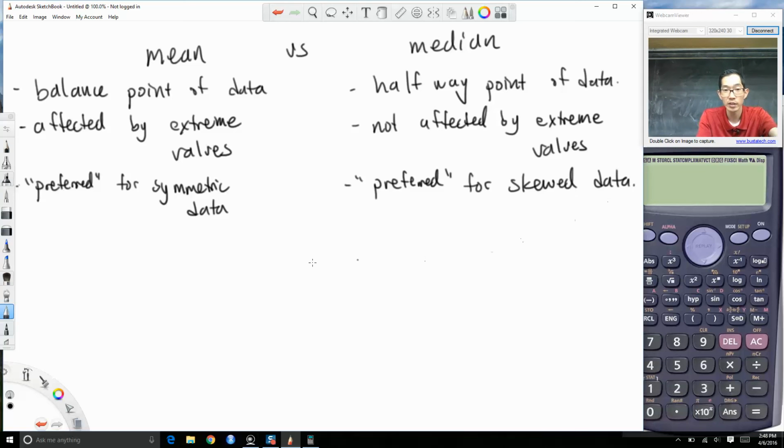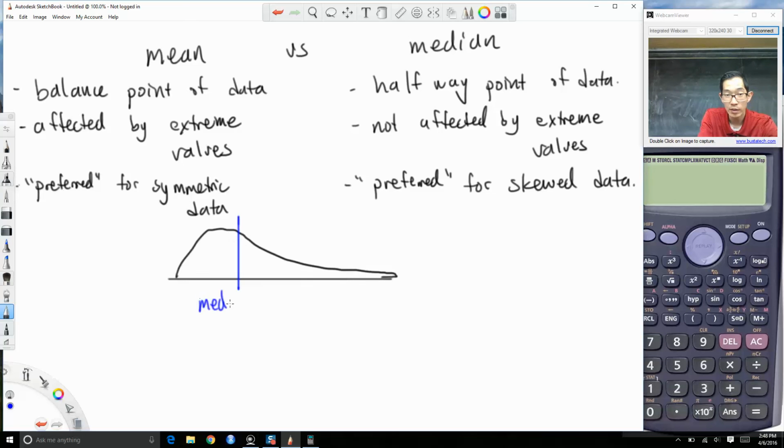Okay, and then if you have skewed data, something like this, and I'm just going to cartoonishly exaggerate what's going on here, this might be the median, and over here you have the mean. What we say is that the mean is pulled out in the direction of the skew.